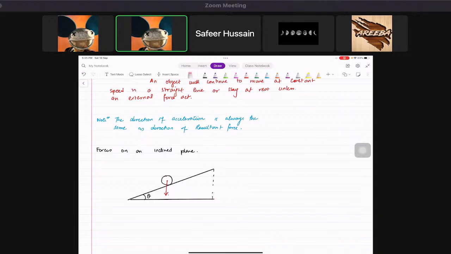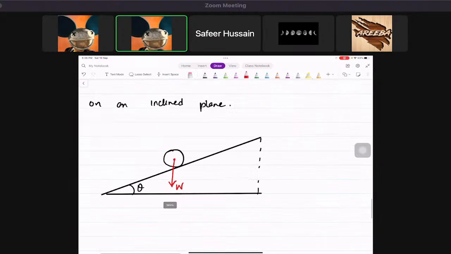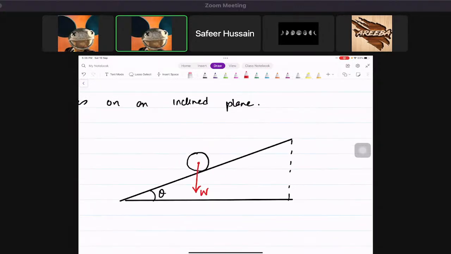Once you've drawn the weight, vertically down, you will then make one component perpendicular to the slope. Perpendicular means that it's 90 degrees. And then one component always down the slope. Usually we call these the weight's component that is perpendicular, and the weight's component that is down the slope.